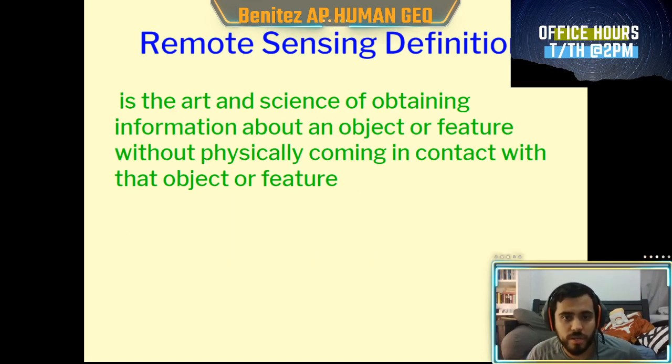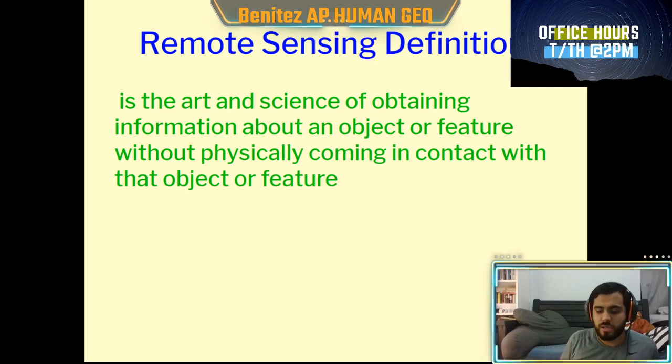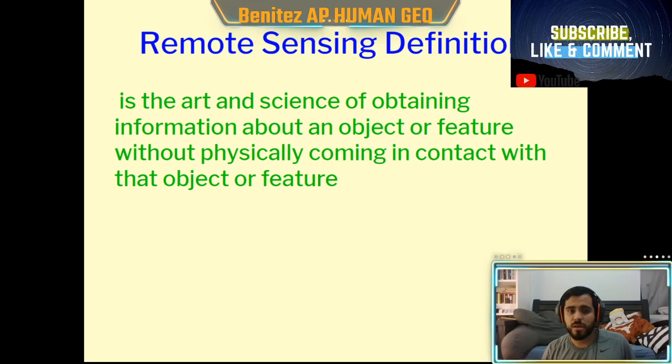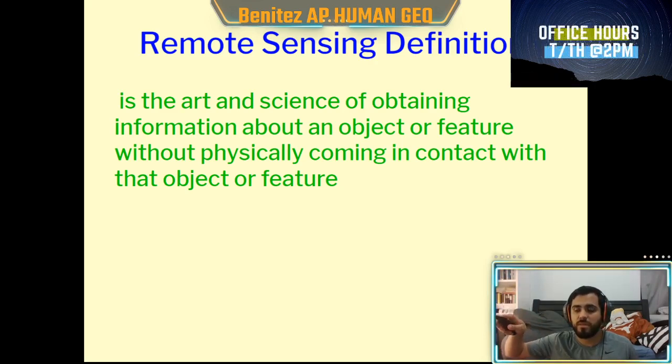One method that geographers use to collect geographical information is something called remote sensing. We covered this in one of our FRQs on the exam. Many of you guys got this right, but just to restate the definition, remote sensing is the art and science of obtaining information about an object or feature without physically coming in contact with that object or feature. So just imagine a remote. Take a look. It's at a distance, and I can turn on and turn off the computer or the TV.